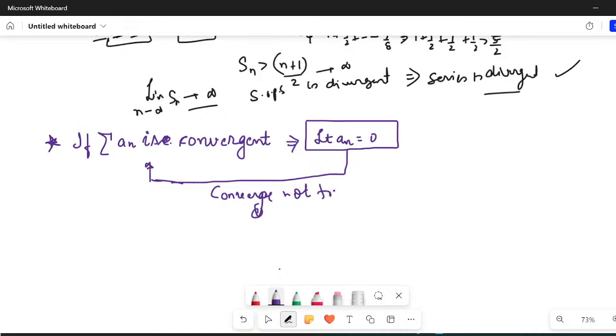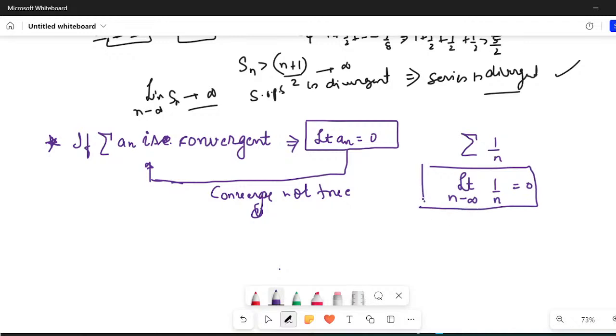Example, summation 1 upon n. You know that the limit as n tends to infinity of 1 upon n is simply 0, but summation 1 upon n is not convergent. But if summation an is convergent, then limit an is 0.